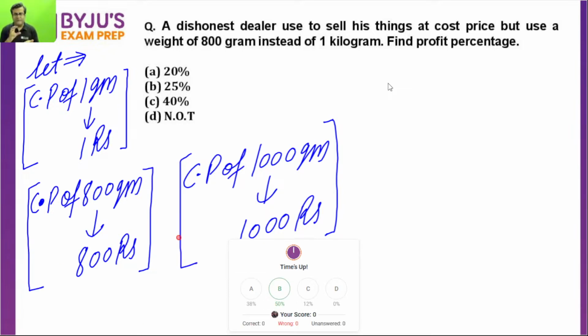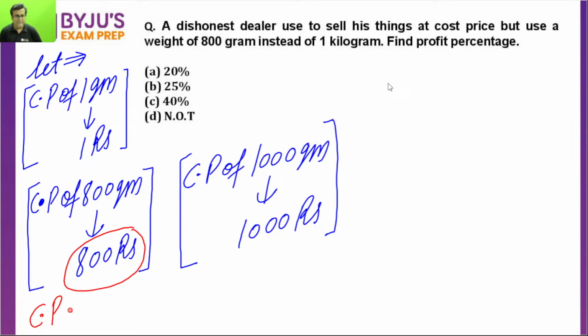So if a shopkeeper is there and the customer goes to the shopkeeper asking for 1 kilogram, it means 1000 gram should be given to him. But the shopkeeper says he is giving 1000 gram, but gives only 800 gram. So what should be the total cost? If somebody is giving 800 gram, 800 rupees should be the cost. If he is saying he is giving 1000 gram, he is charging 1000 rupees.